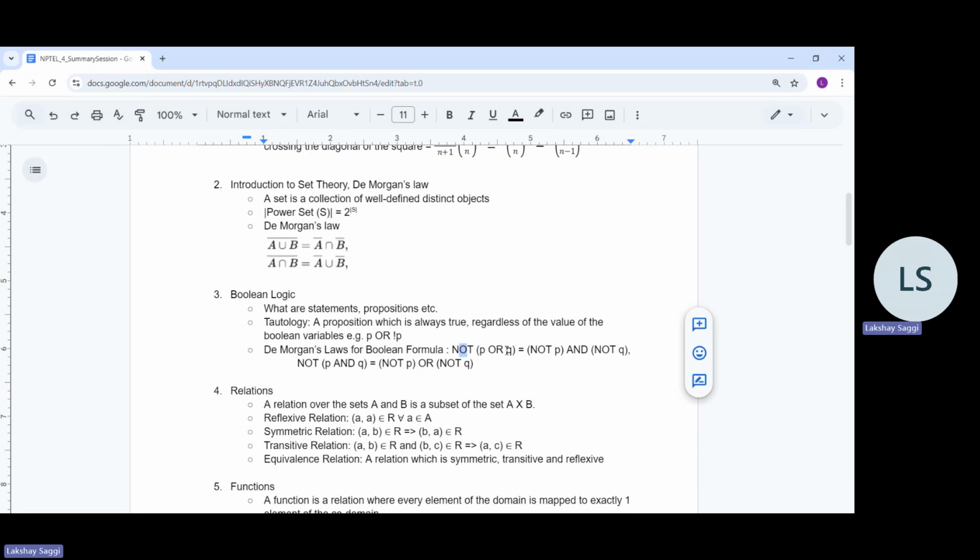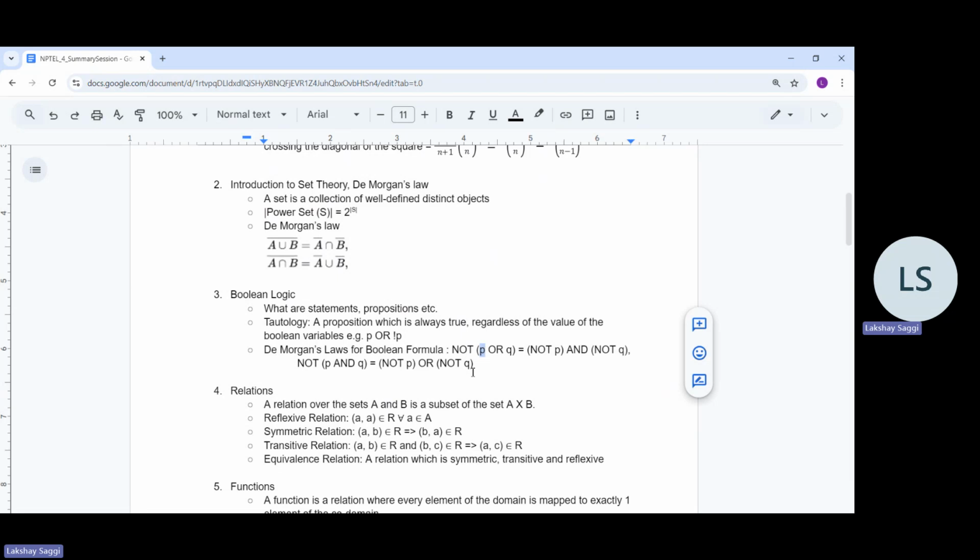So take not of a Boolean formula P or Q. Suppose we are given a P or Q Boolean formula, and we have to take the negation of this whole formula. Then this is just equal to not P and not Q. So basically replace all the Boolean variables by their complements, all the ors by ands, and all the ands by ors. And we have an equivalent formulation for the same formula.